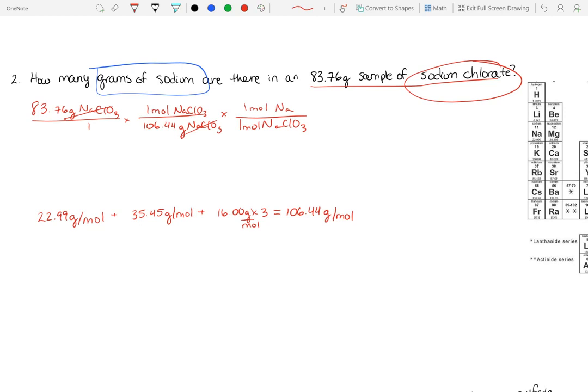So if I were doing this for oxygen, I would say 3 moles of oxygen per every 1 mole of sodium chlorate, just based on the subscript here.